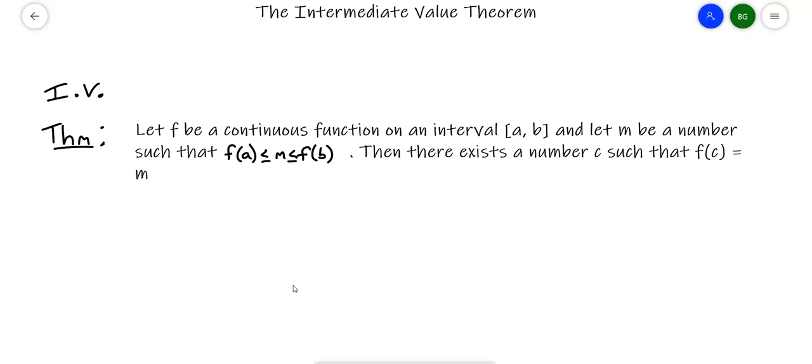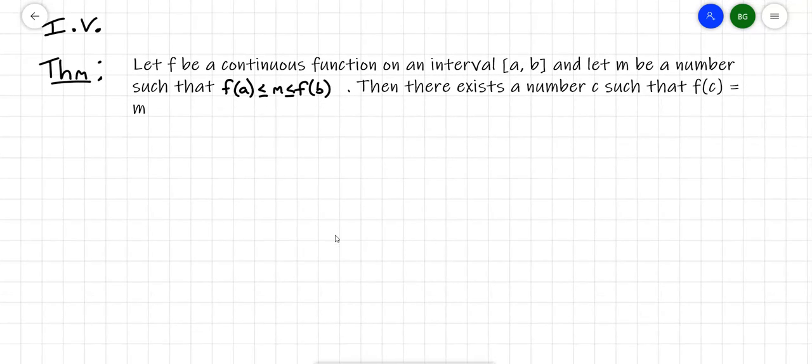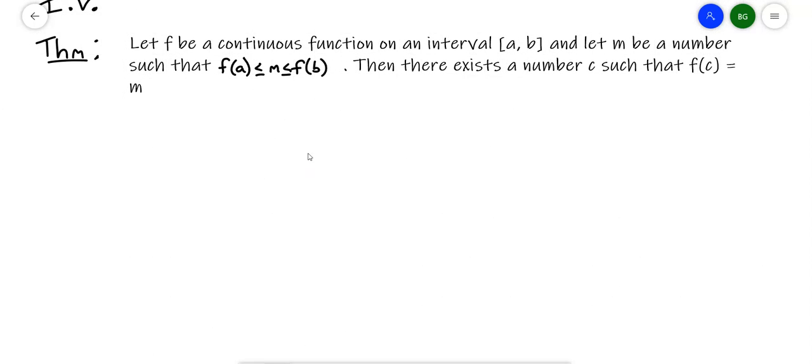So here's what the theorem says. Let f be a continuous function on an interval a to b, and let m be a number such that m is between f of a and f of b. Then there exists a number c such that f of c is equal to m. That is a very wordy statement for what is actually a very simple theorem. So let's sketch a picture to try to explain what this theorem is telling us.